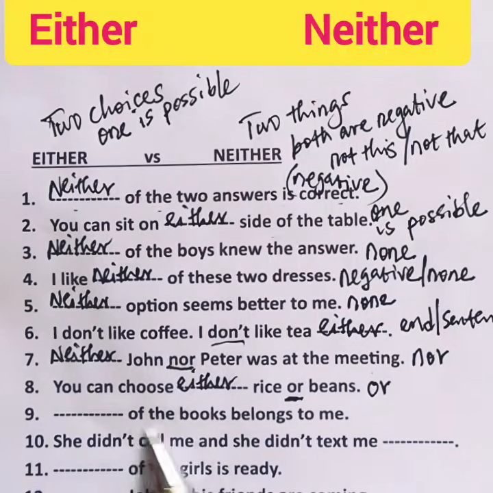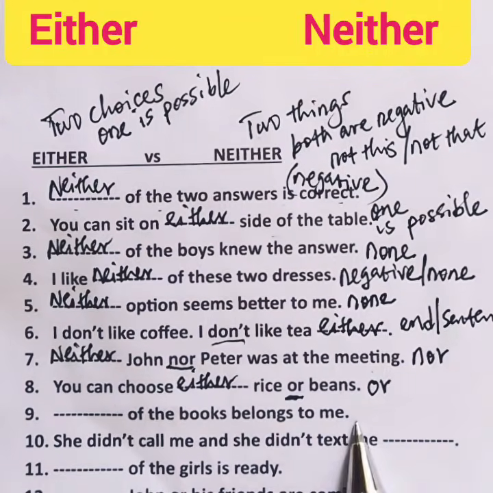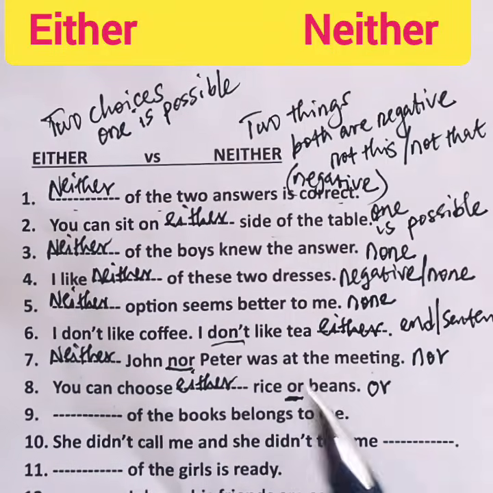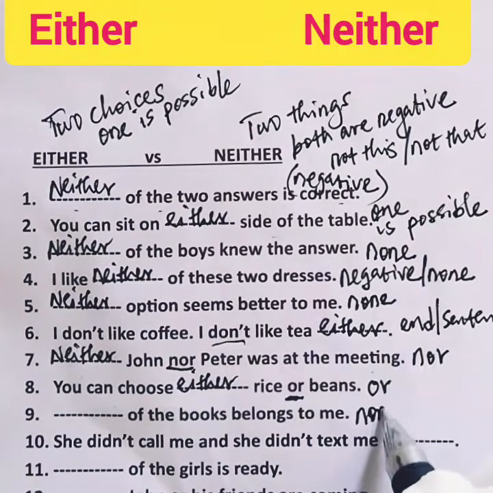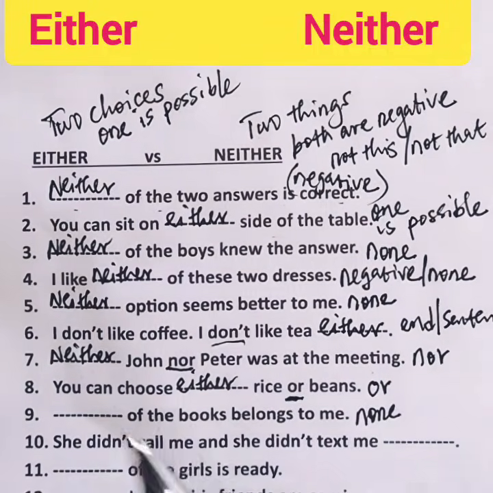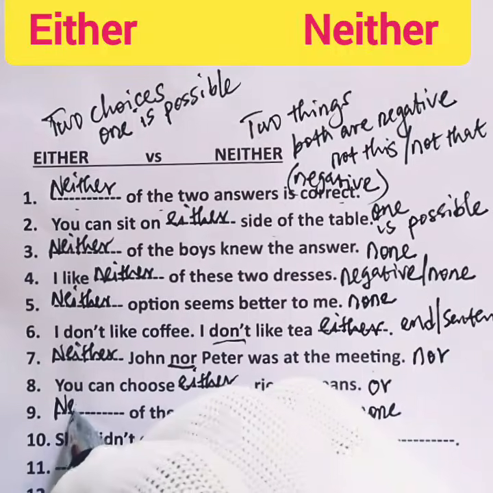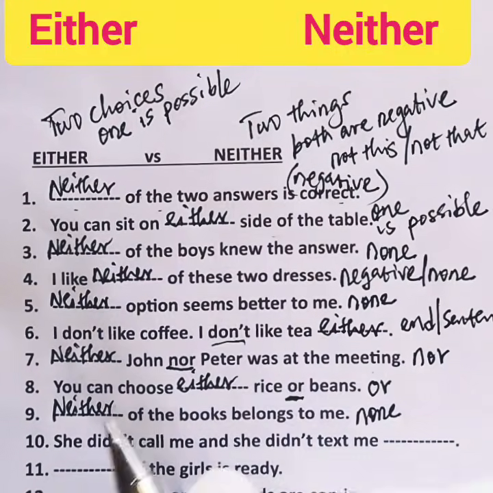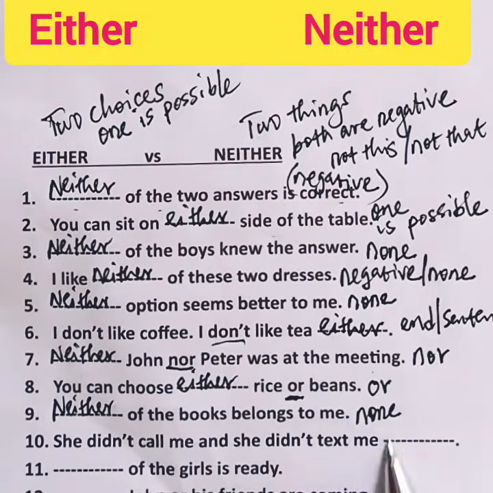9. Blank of the books belongs to me. If none of the books belongs to me, it is negative. It means I won't choose any of them. So neither is the right word. Neither of the books belongs to me.